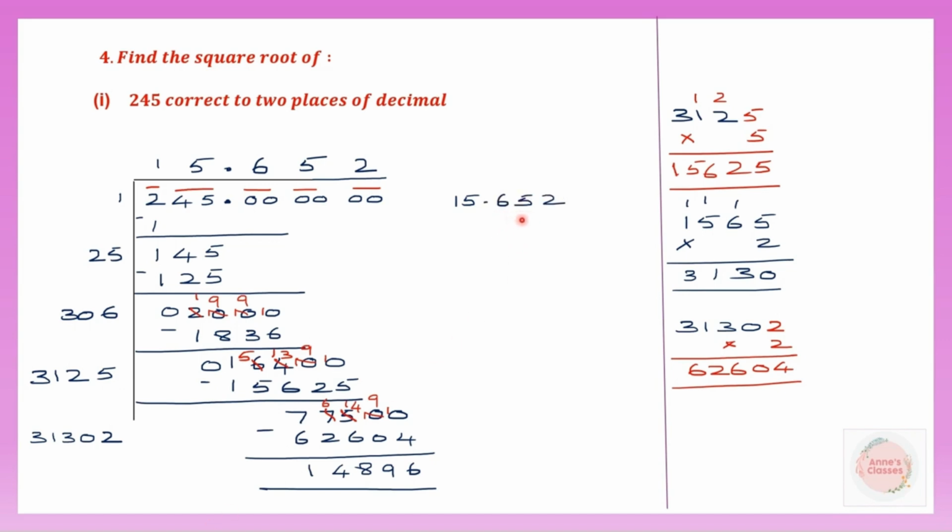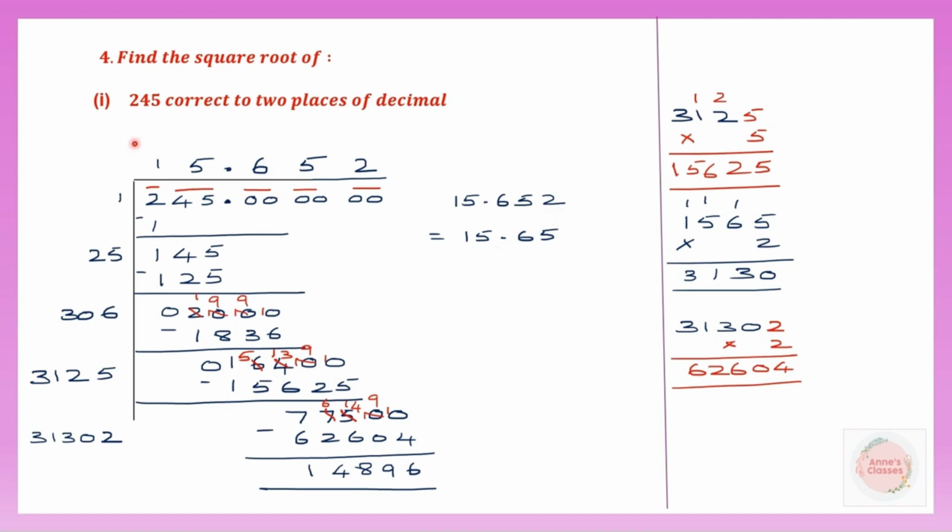Now we have learned about rounding off, isn't it? So if we have to round it to 2 decimal places, we have to look at the third decimal place. If that is 5 or more than 5, then this will change to 6. Now this is less than 5, so this will remain as it is. So let's write the final answer here, that is 15.65. We don't have to change it anymore because the number next to 5 is less than 5 here.